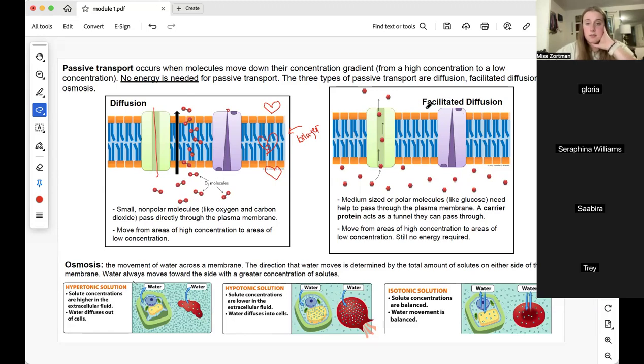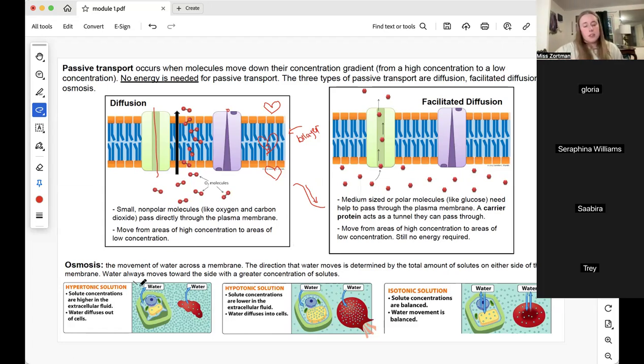Facilitated diffusion means that it is still going through without energy, but it is doing so through a protein. So it is going through a protein channel. Both of these are from high to low concentration. So it's going with the concentration gradient, which is why no energy is needed. If you are pushing a ball down a hill, no energy is needed to roll that ball down. Once it's rolling, it's just going to keep going.